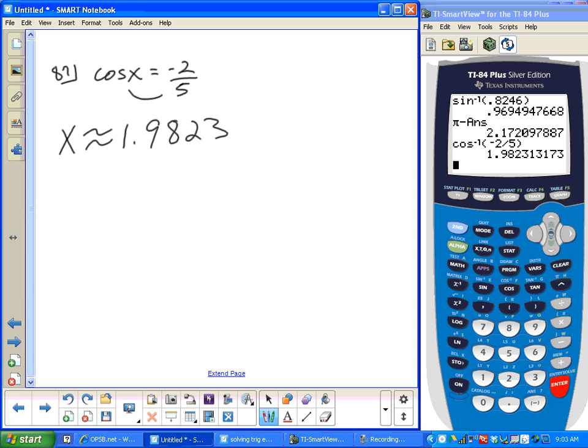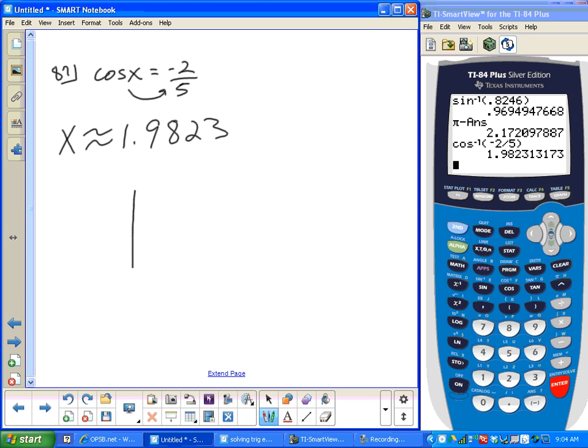Okay, where is cosine negative? Everything's positive in the first, second, and third. Look at your unit circle if you need to. Should be second and third, right? Yeah, but we're looking for where cosine's negative. So third is going to be, because everything's negative in the third, except for tangent. And so cosine is negative in the second and third.